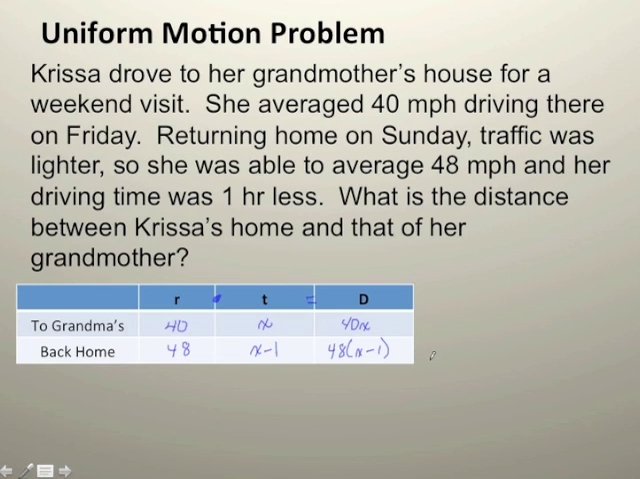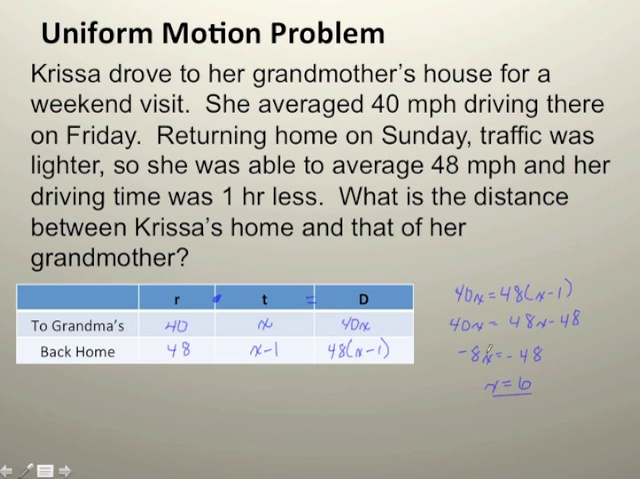Now I use these distances to set up my equation. They don't tell us anything else about, oh, but wait a minute, she went to Grandma's house, she came back from Grandma's house. Wouldn't that be the same distance? So my 40x equals the 48 times x minus 1. So 40x equals 48x minus 48. If I subtract 48x from both sides, I'll get negative 8x equals negative 48, and x equals 6.